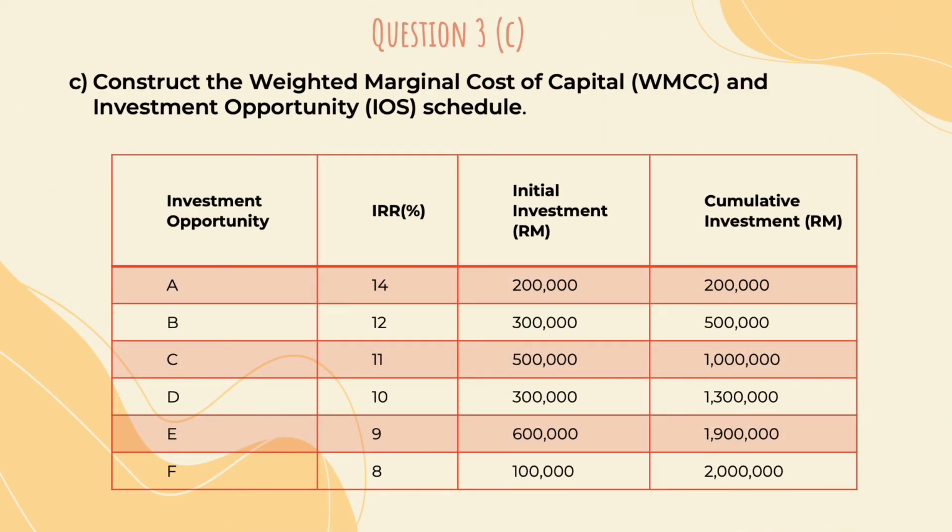Next, C. We have to find the cumulative investment by the initial investment plus the previous initial investment. For example, A is 200,000 and B is 500,000, which is 300,000 plus 200,000 equal to 500,000, and repeat the same steps until F.